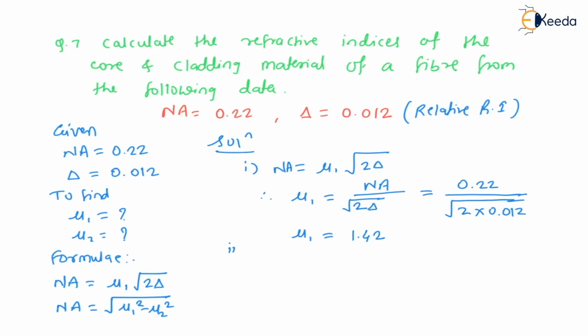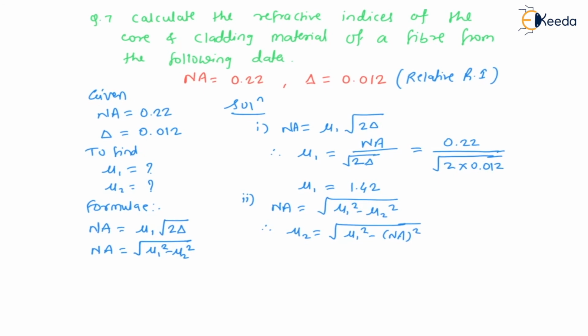Now we can substitute this value into the other formula of numerical aperture, with mu1 square minus mu2 square. So here I'll directly make the changes into this particular formula, and then I can directly write it as mu2 is equal to under root mu1 square minus Na square. So we can easily write it down. Now we will substitute the values over here. The value of mu1 we have already found. So it is (1.42) square minus the value of Na, it is (0.22) square. And then by doing calculations here we'll get the value of mu2, that is the refractive index of cladding material, as 1.40.